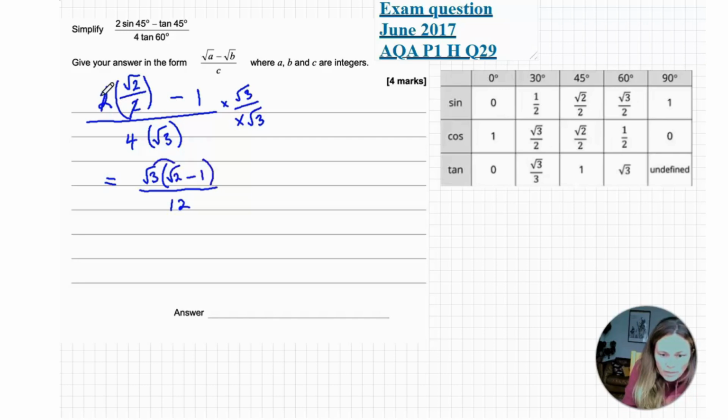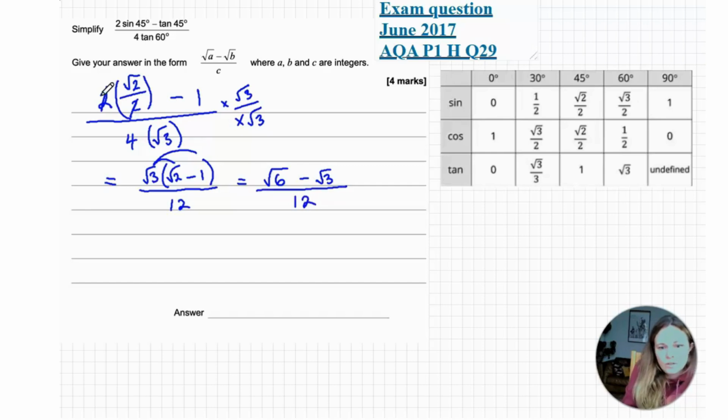So I'm going to multiply out the bracket just like a normal bracket. So I'm going to write it on the next part, just to give the examiner every opportunity to give me full marks here. So root 3 times root 2, remember you multiply the numbers, so that's going to give us root 6. And then root 3 times negative 1 gives us negative root 3. So that's on the top. Line, we've got a 12 on the bottom.